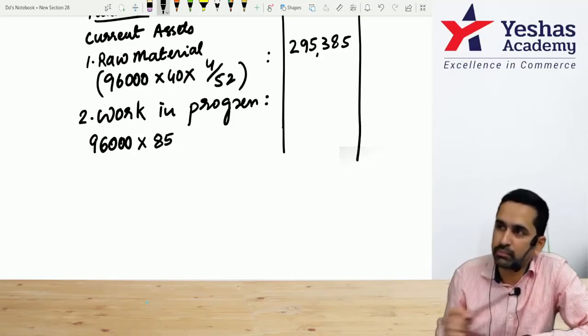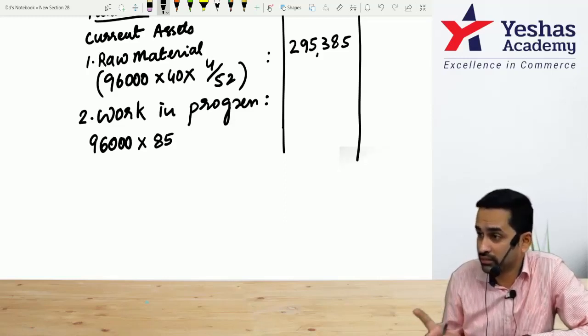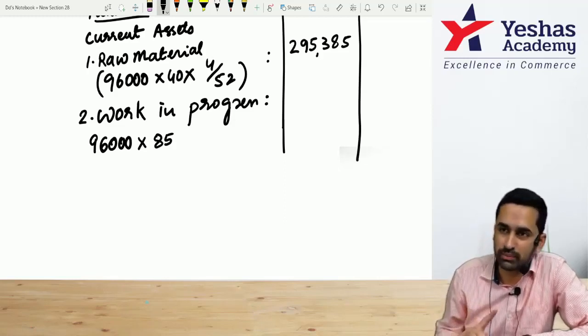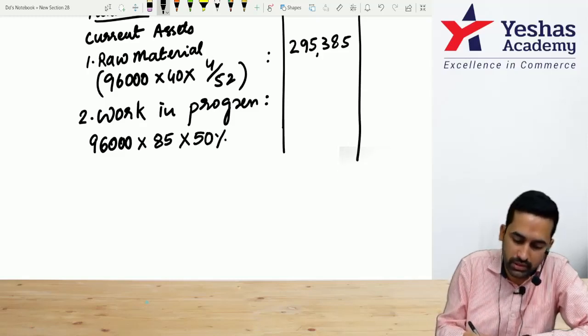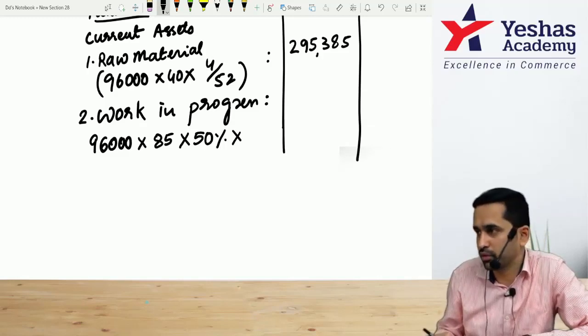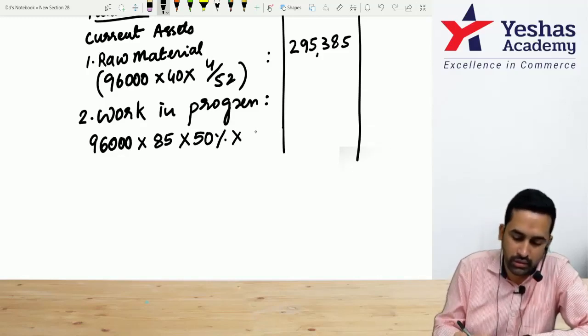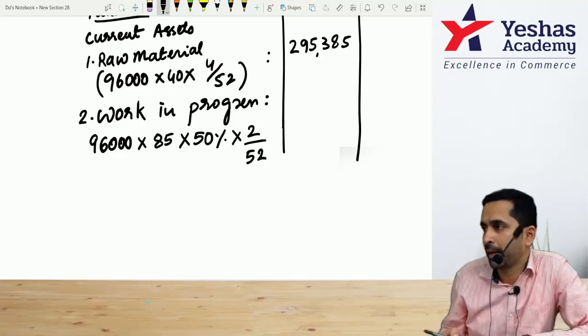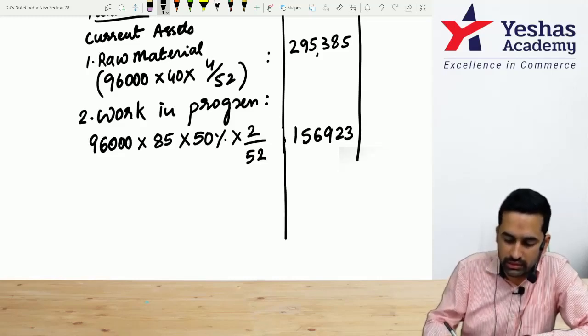Or I can straight away take 85 rupee. Everybody following? But 85 is the cost of one full unit, and you are talking about WIP. And what is the degree of completion? Only 50%. Able to follow? And what is the time period that you need to complete this production? 2 weeks. So 2 by 52. 156,923. Please listen to me.